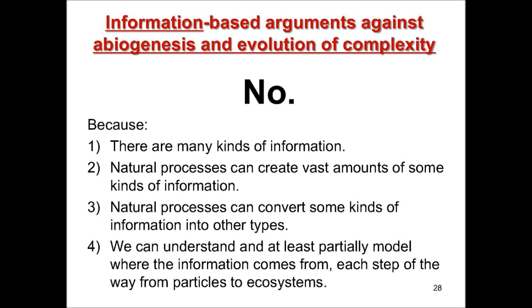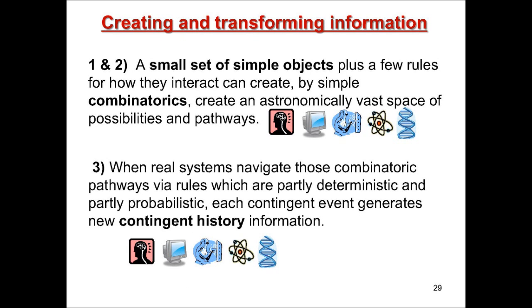of information. Natural processes can create vast amounts of it, some kinds of information. They can convert some kinds of information into other types, and we can understand and at least partially model every step of the way. And I'm going to give you a summary of them. Starting from simple objects, combinatorics creates a vast space of possibilities.